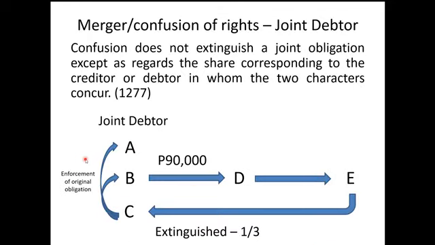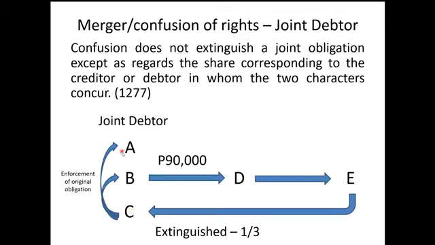Okay, now punta tayo dito sa merger, confusion of rights ng joint debtor. Sabi ng Article 1277, confusion does not extinguish a joint obligation except as regards the share corresponding to the creditor or debtor in whom the two characters concur. Example, A, B, C are joint debtors. They issue a promissory note payable kay D for 90. Si D, ang ginawa, inassign kay E, then E assigned back to C.